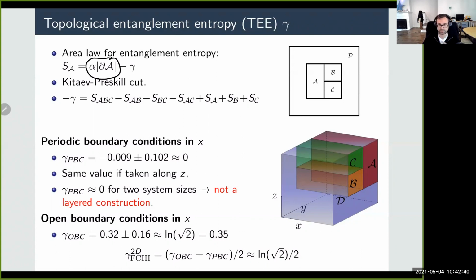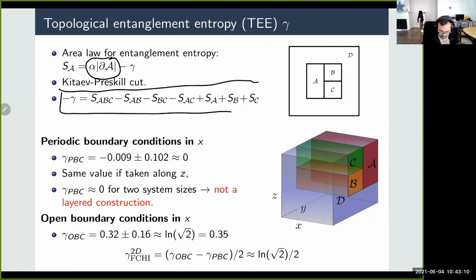Numerically, there are two different schemes, either the Kitaev-Preskill or the Levin-Wen cut, that allow you to extract this gamma contribution by getting rid of both the area law and any corner contribution with a smart combination of different regions. So you cut your space into 4 regions, and you compute different combinations of these regions, and you directly get the expression of the topological term.